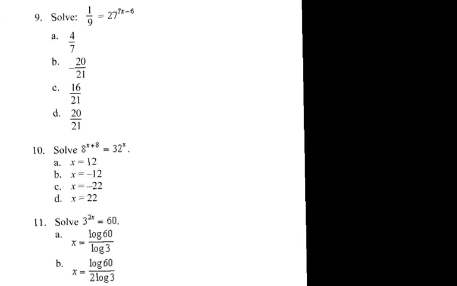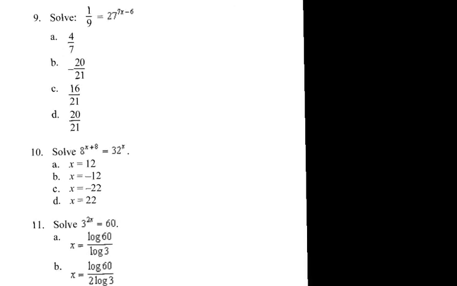Question here. We have 1/9 equals 27 to the 7x minus 6. Remember or keep in mind that x is an exponent, so we have to get rid of the bases. To do that, first we are going to change the fraction, which is the 1/9. We're going to take the denominator and use a -1, and that's the same thing as a fraction of 1/9. The other side is going to stay the same.